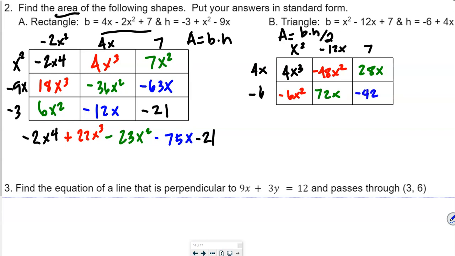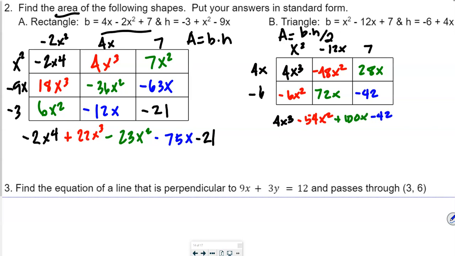So now we're combining our like terms again like we did before. So we got our 4x to the third. And then we're combining the negative 48 and the negative 6, so that would be negative 54x squared. Then we got 72 and 28. That would be 100x. And then we got our minus 42.